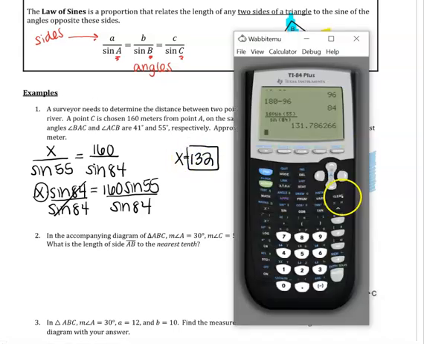Now, just to show you, I really didn't have to use alpha y equals. I could do 160 sine of 55 in this example. Just make sure I close my parentheses and then divide it by the sine of 84, because order of operations will carry out by multiplying these and then dividing by the sine of 84. And you'll see I get the same answer, but either one is good.